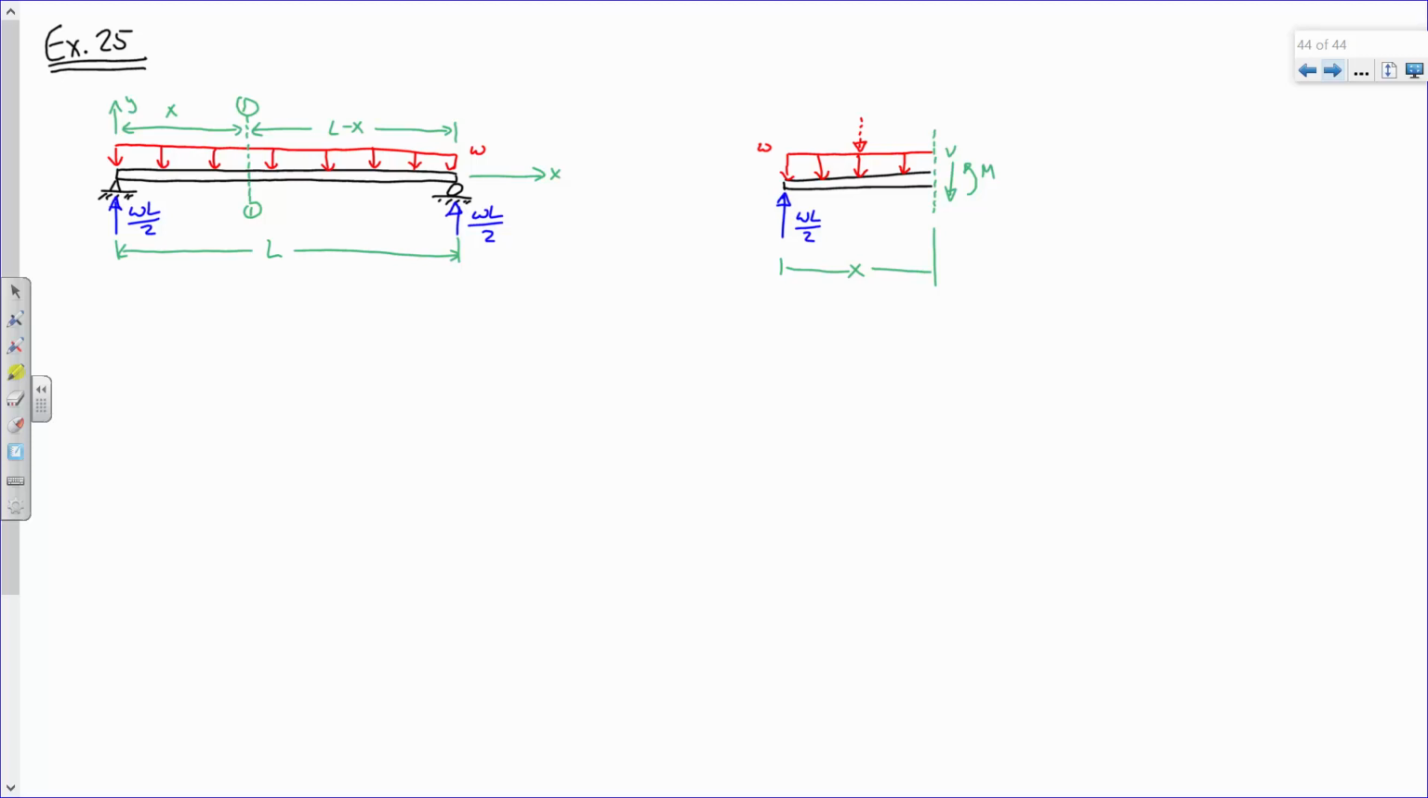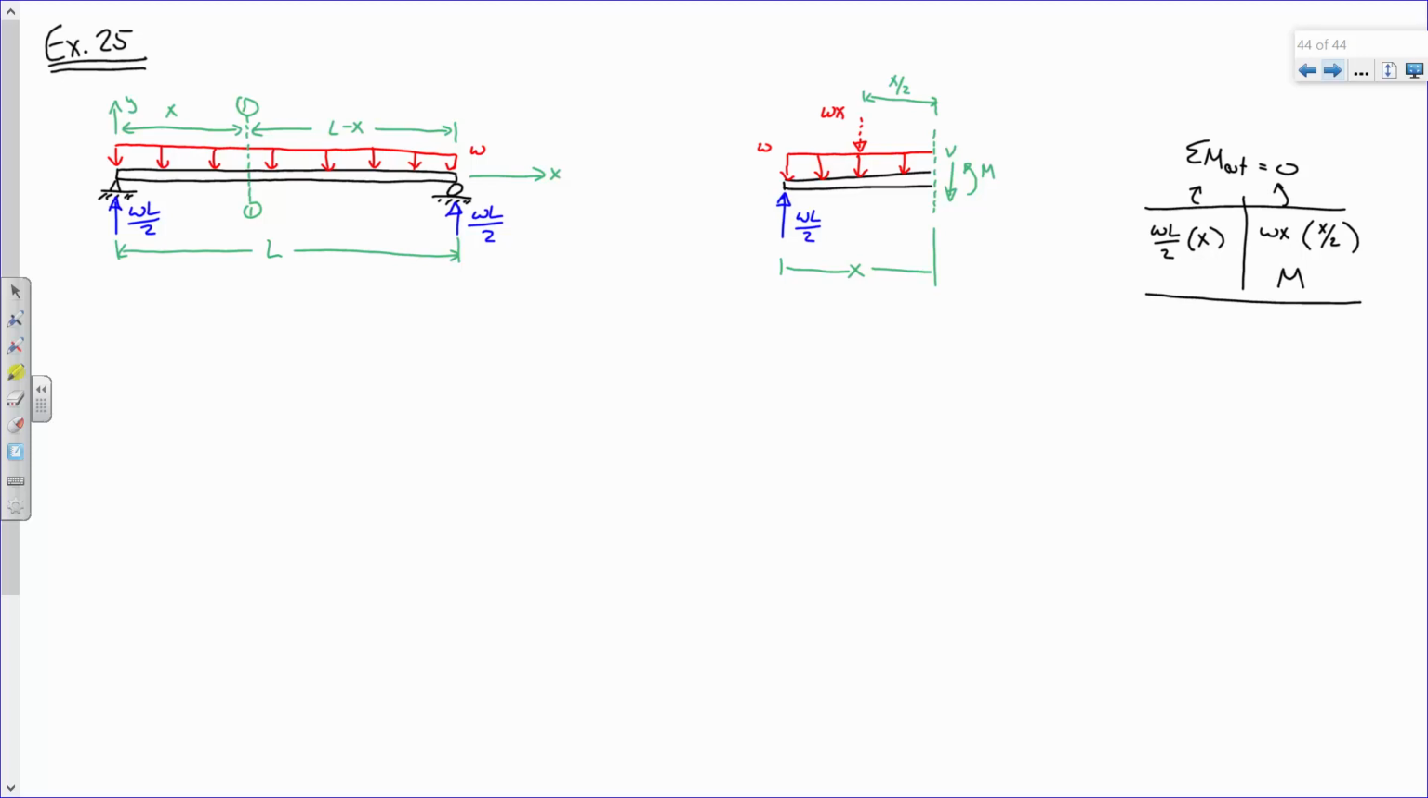Well, the moment's coming next. You're close, but there's something you forgot. Because this is WX, and then this moment arm, what is that moment arm? X over 2. So you said WX over 2. It's not that. It's WX squared over 2. Okay. All right. So now if I sum moments at the cut, I've got WL over 2 times X, I have WX times X over 2, and then I have M.